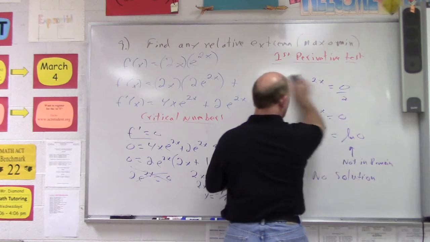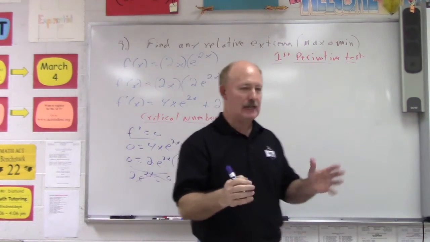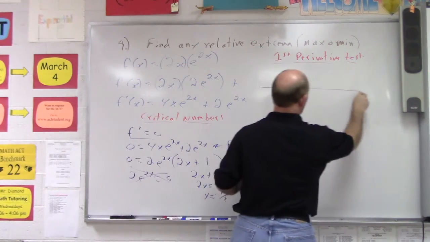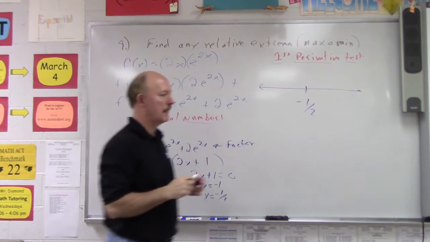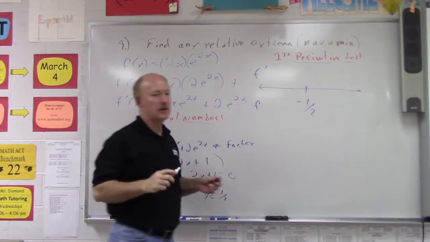So now let me erase this. Now if you remember the first derivative test, an easy way to do it is to set up a little wiggle graph, we call it. All right, remember the wiggle graph? We looked at these last semester. Let's put the -1/2 right here in the middle. Okay, let's describe the derivative here and the function down below.